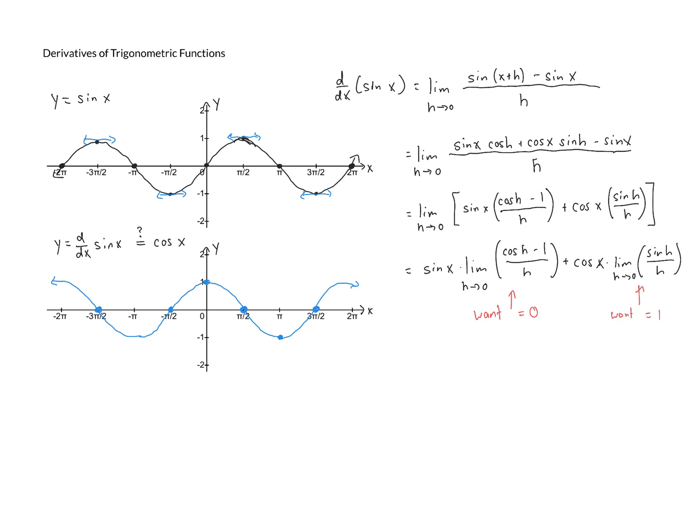Now, to evaluate these limits, we would need to make tables of values, and this video is already 9 minutes, so I'm not going to do that for you. If you really want to see those tables of values, you're going to have to make them yourself, but I will tell you that these limits are equal to 0 and 1, respectively, and so in the end, we have sine of x times 0 plus cosine of x times 1, and so our derivative is going to be cosine of x.